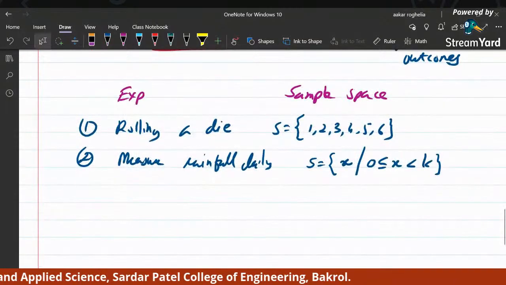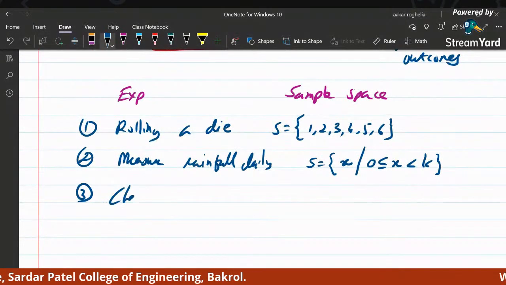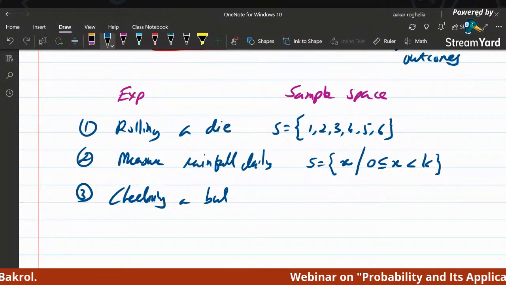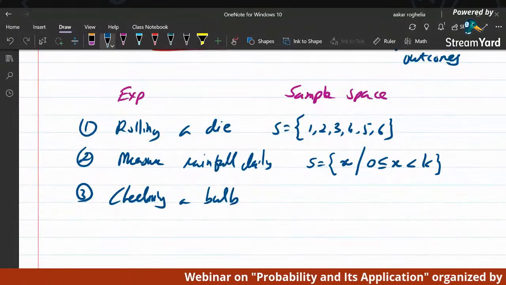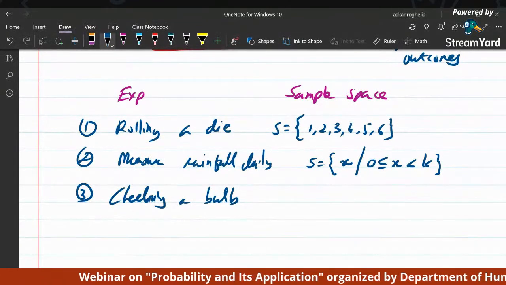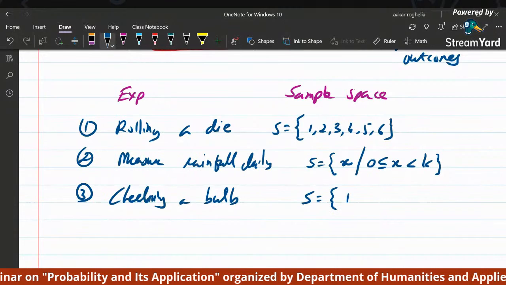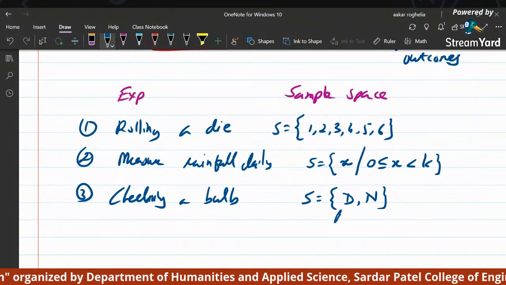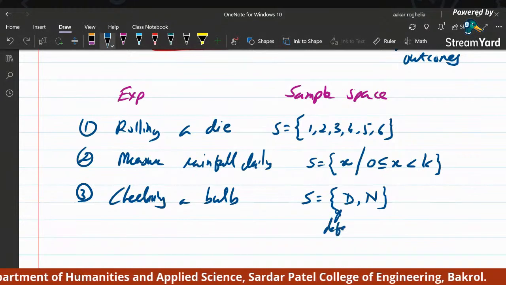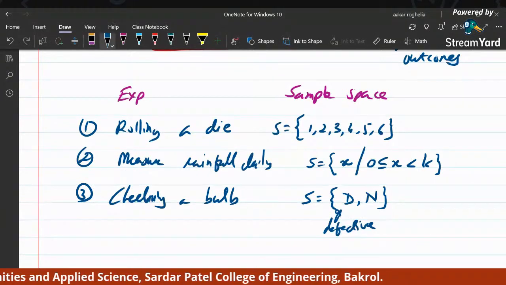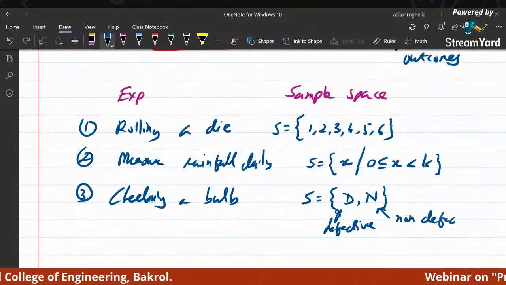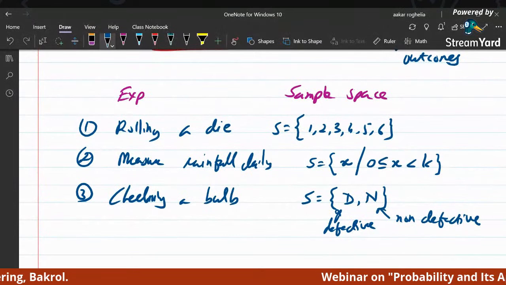For the third type of experiment, checking a bulb. Checking a bulb means whether it is working or not. In that case, my outcomes are like this: defective and non-defective. This is for defective, and this is for non-defective.